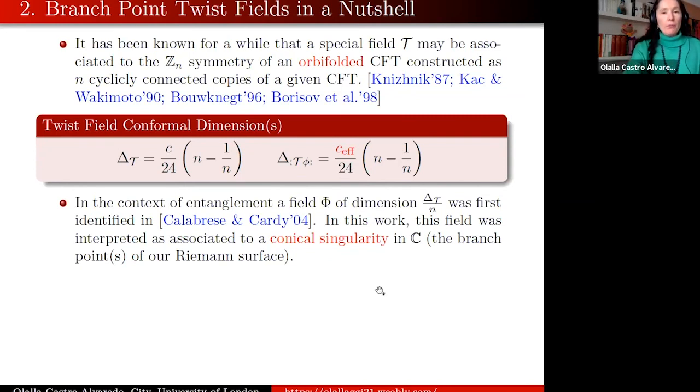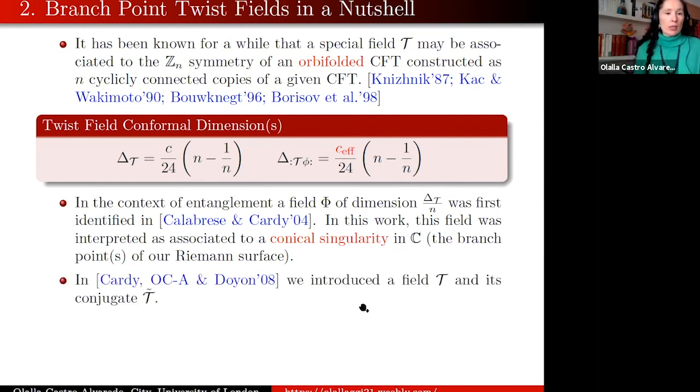So this is one point of view. Later on in our paper, we also did something. One thing we did is that we call these fields branch point twist fields. We gave them this name. Actually, I think it was Benjamin's idea, my collaborator. And we introduced this notation for the twist field and the anti-twist field, the T tilde.